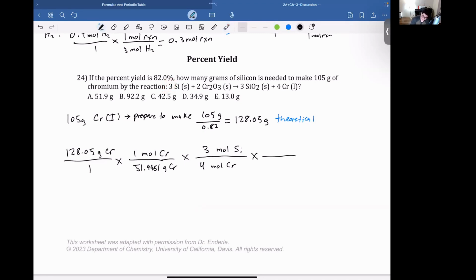And then we can go from moles of silicon to grams. 28.09 for every 1 mole of silicon. And again, this is where you do want to keep track of your units. And then you plug this all in to get 51.9 grams of silicon. And then we're done. All right.